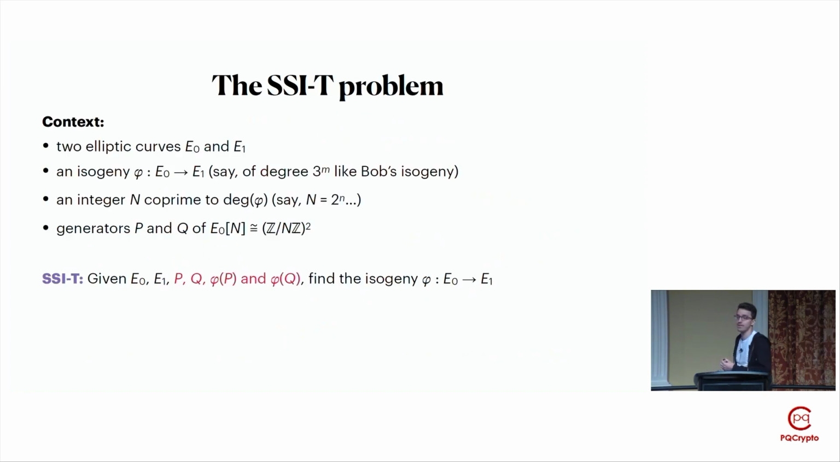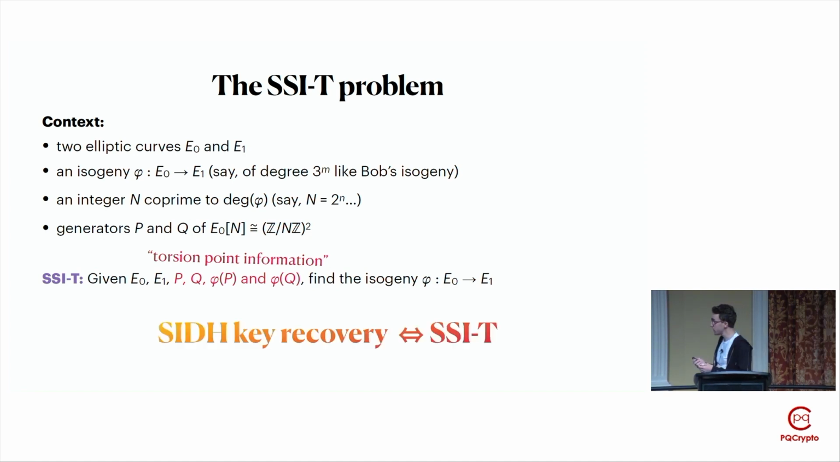And this leads to the SSIT problem. The SSIT problem is the following. You're given two curves, E0 and E1. You're given a basis P, Q of, say, the 2^n torsion of E0. And you're given the images through phi of this basis P, Q. Now, can you find the isogeny phi from E0 to E1? This red part here is what we call the torsion point information. If you remove it, it's just the isogeny problem. If you add it, it's the SSIT problem. And the security of SIDH is equivalent to the SSIT problem.